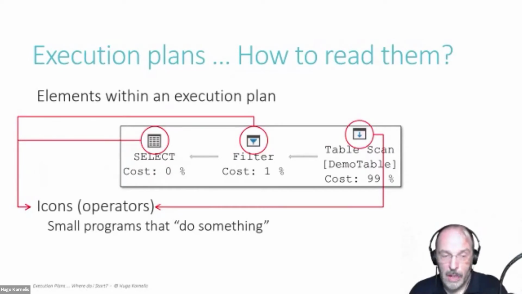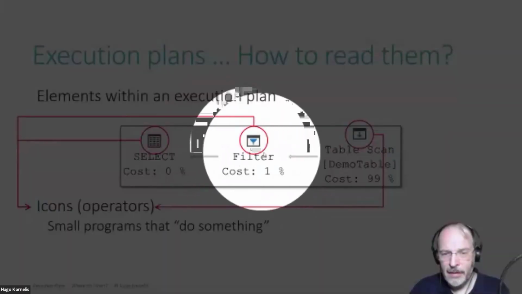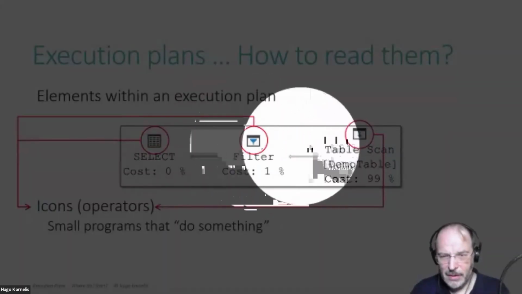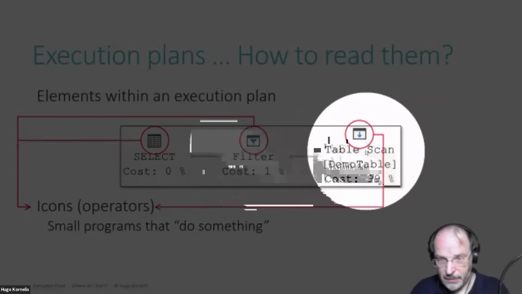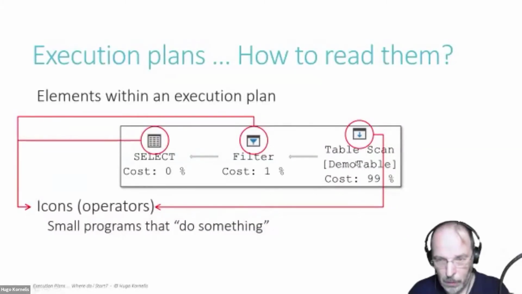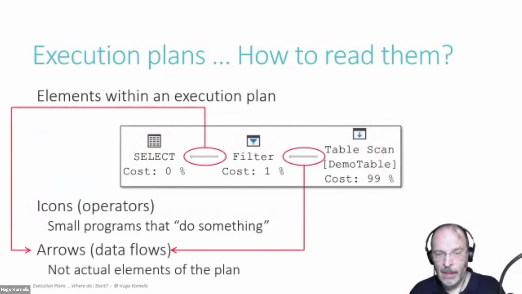Those are called operators. And those operators, those icons, you can think of them as small programs that are very specialized to do one specific task. So the filter operator you see in the middle of the screen here does one specific task. The table scan operator does a different specific task. They're all small specialized computer programs that do one task. And they are tied together with arrows. The arrows, you can call them data flows.